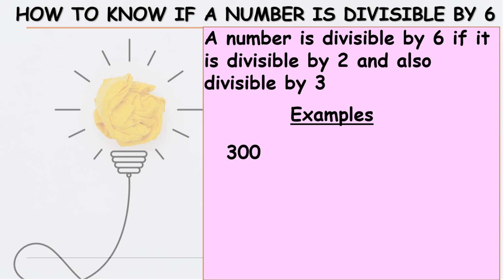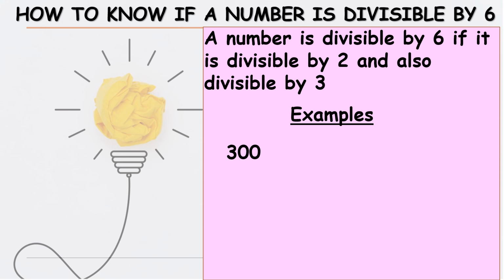0, 2, 4, 6, 8. Any of those endings make it an even number. So this ends with a 0, so automatically it is an even number and therefore it is divisible by 2.